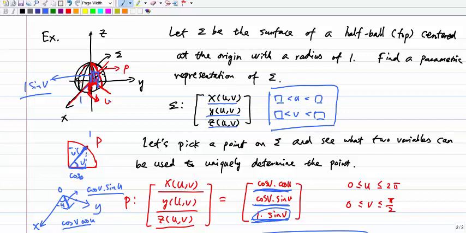Alright, so now it becomes the second problem: how do we find the lower bound and upper bound for u and v, because the bounds of u and v filter the region, right?